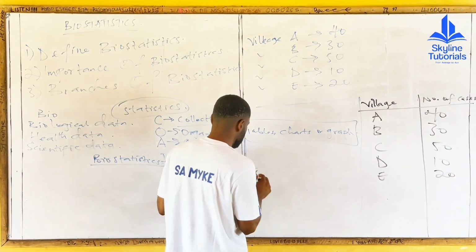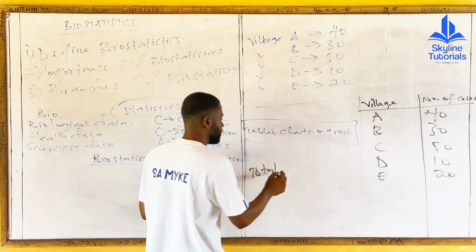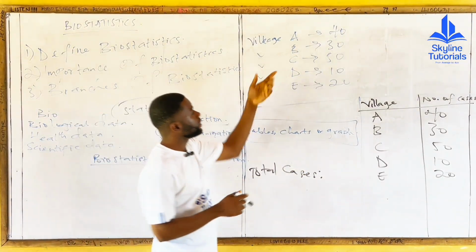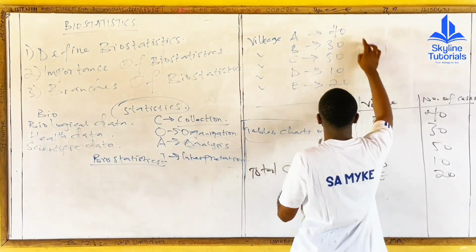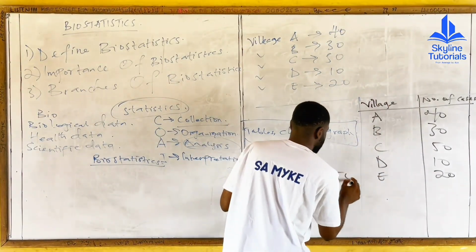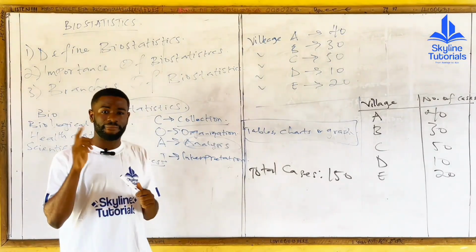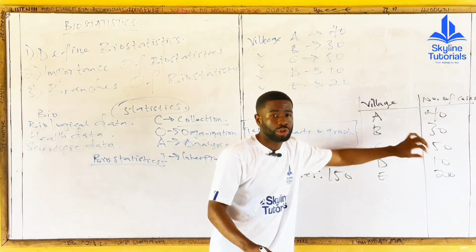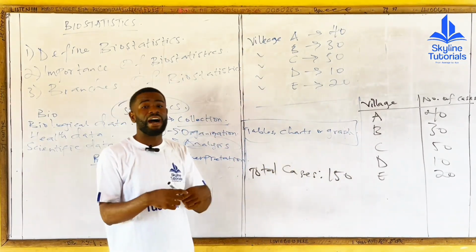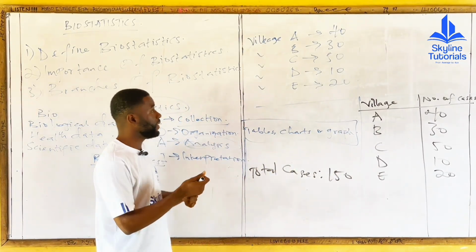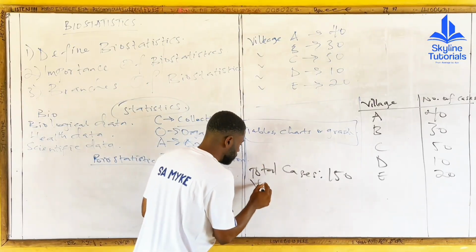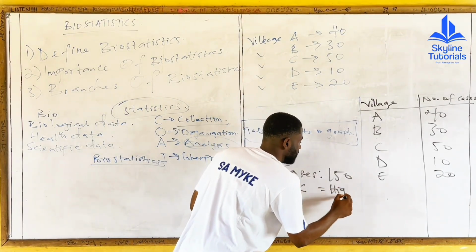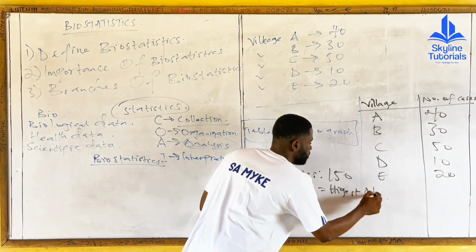Let's say we first of all get the total cases of this health worker's survey. This is 90, 100, 150. So the total number of cases is 150. The next we can deduce from this illustration is the village that has the highest outbreak of malaria, which is village C. So village C equals highest outbreak.